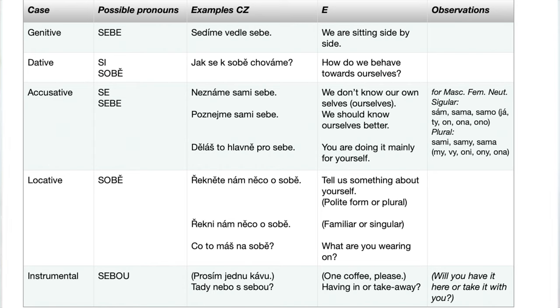Locative. Řekni nám něco o sobě. Co to máš na sobě? Na requires locative, na sobě. And instrumental: prosím jednu kávu, tady nebo sebou. Tady nebo sebou. Because s requires instrumental.